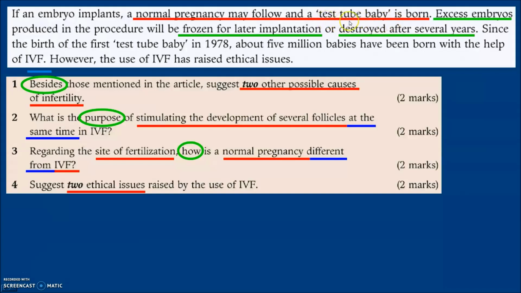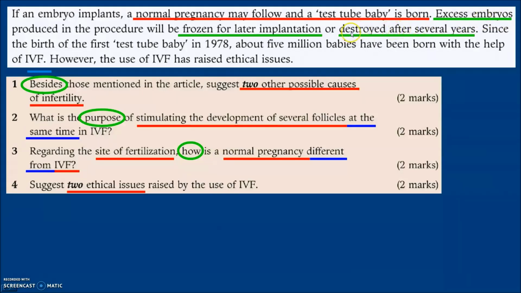We know that actually it's not really a test tube, but a petri dish. And the excess embryos produced in the procedure will be frozen for later implantation or destroyed after several years. So that's the first ethical issue, because we destroy life, because they are embryos. And embryos are potentially human beings after all.